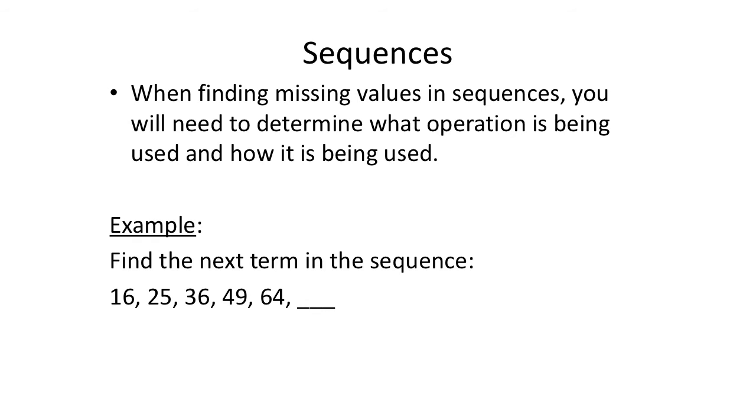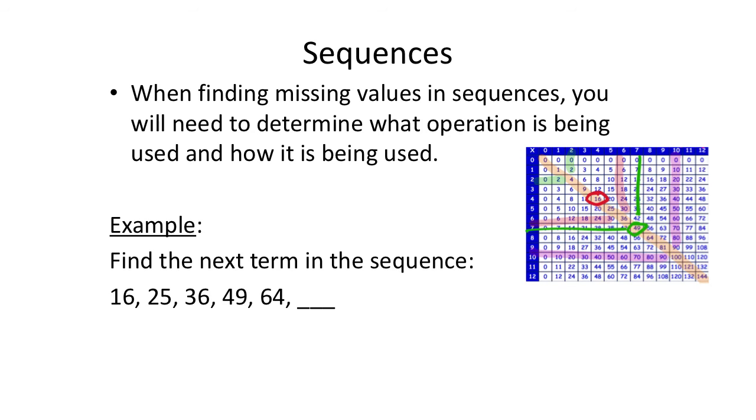So, sequencing. When we find missing values in sequences, you need to determine what operation is being used and how it is being used. Because if we look at this pattern right here, finding the next term in the sequence, I'd say that there are 2 different patterns that we may find in this one. In fact, now we are dealing with multiplication and division, so it should be some relation to multiplication and division, even though I'm going to show you how it also relates to addition. Like on this one, you'd say, oh, 16, 25, 36, 49, 64.